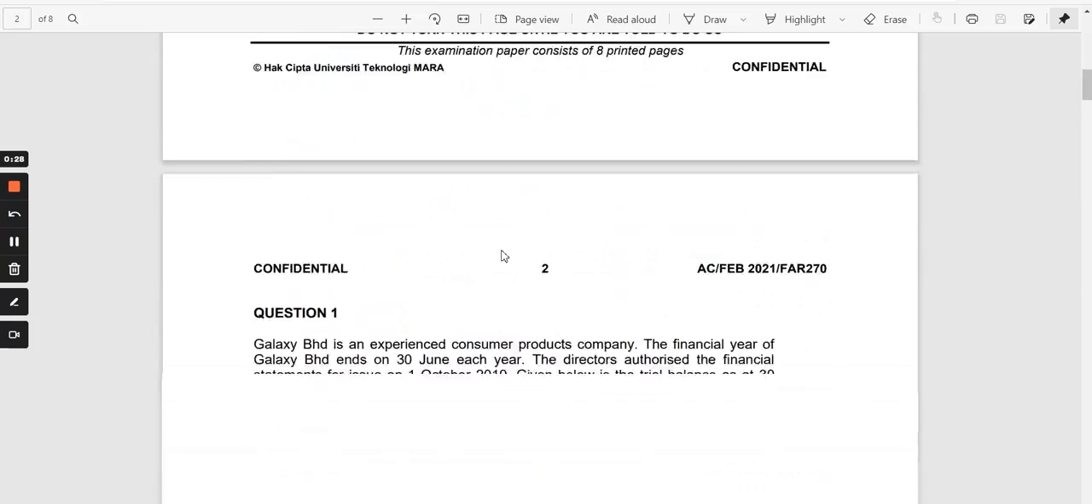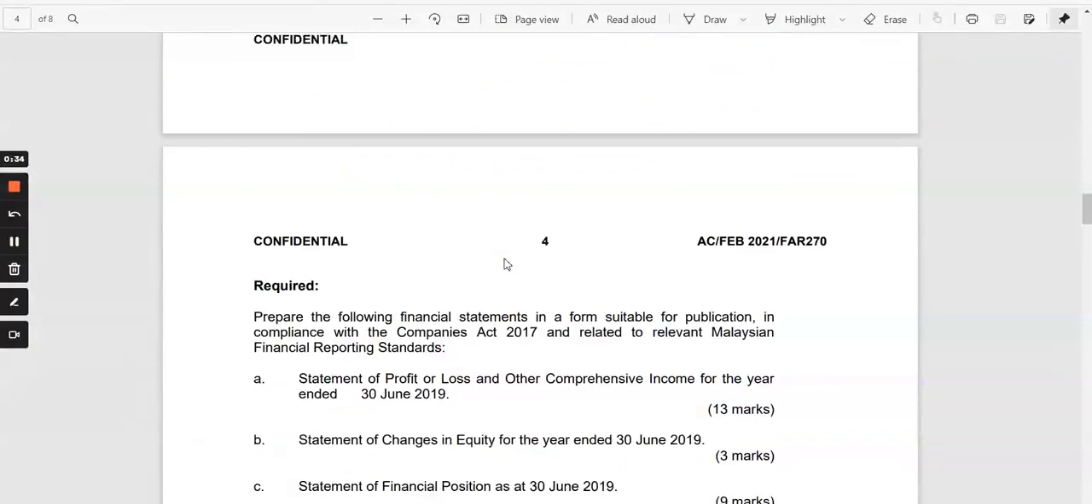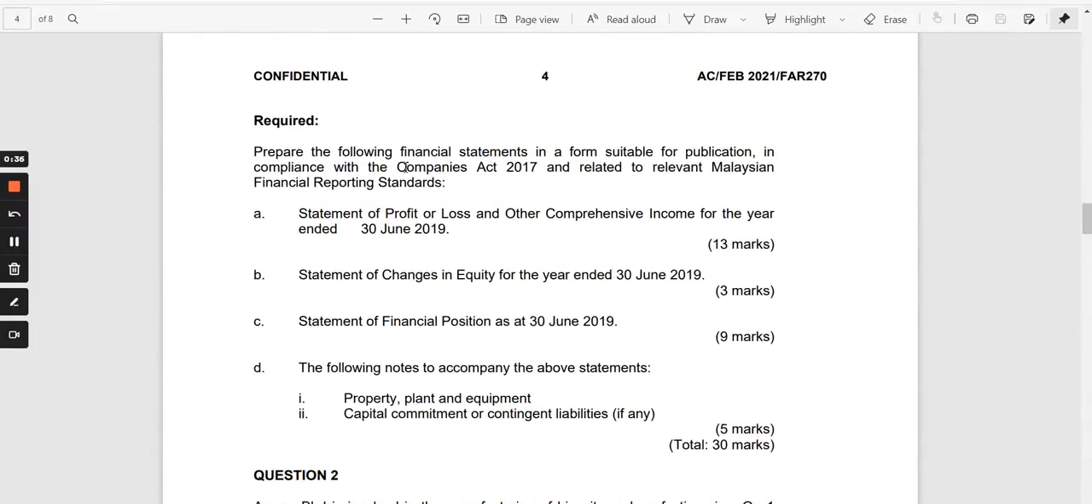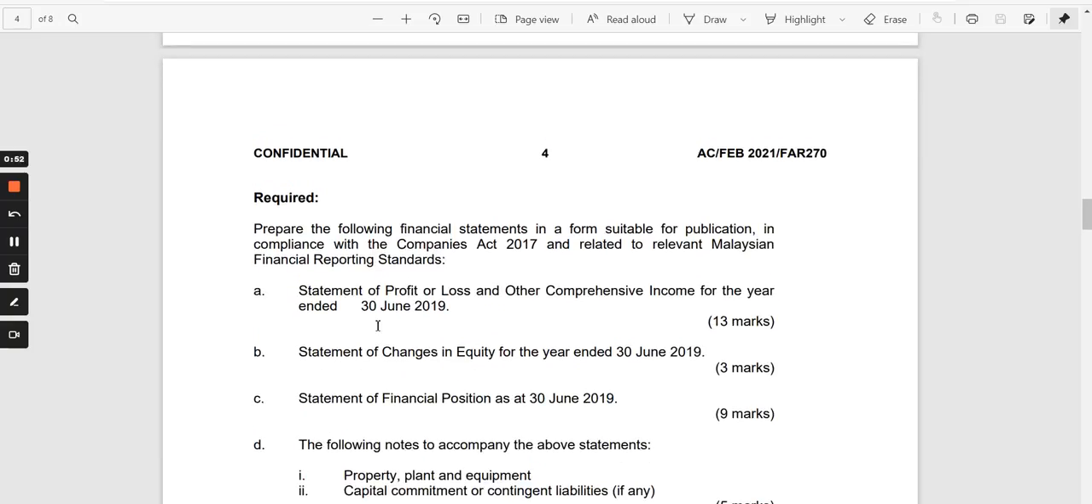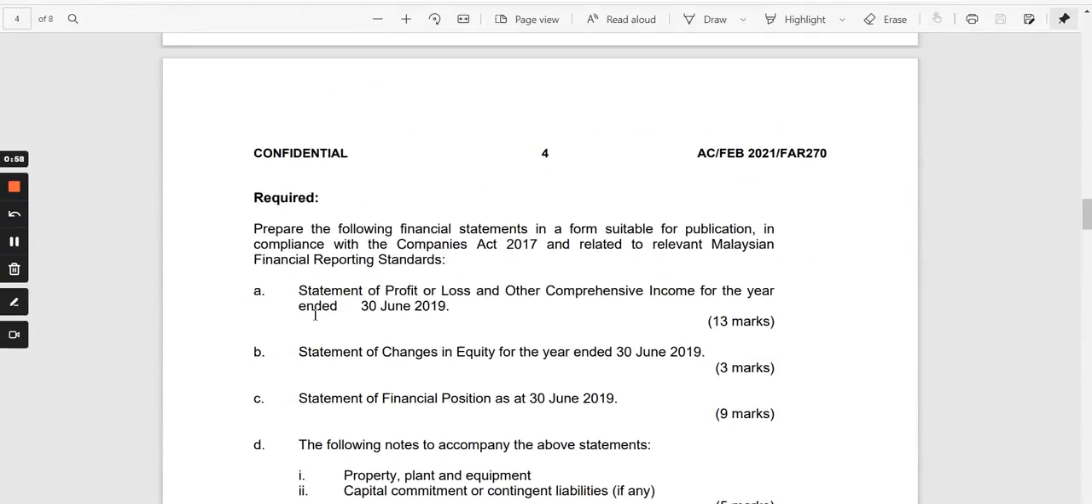Preparation of financial statements in this FAR 270 will require you to prepare the statement of profit or loss and other comprehensive income, statement of changes in equity, statement of financial position, and some notes to the accounts. So you're not going to be asked to prepare the statement of cash flows. Here it will only focus on these three statements, which are the statement of profit or loss, statement of changes in equity, and statement of financial position, with some notes to the accounts.